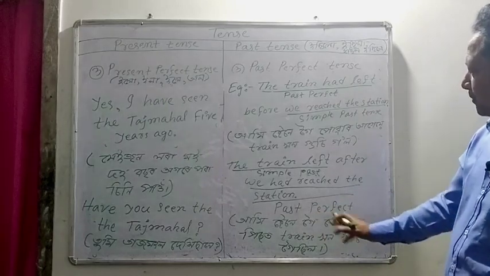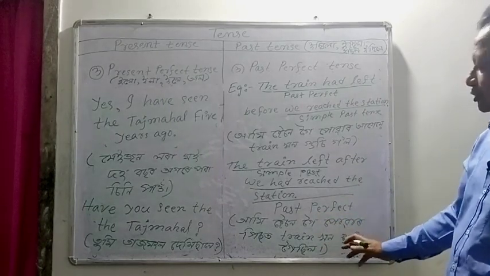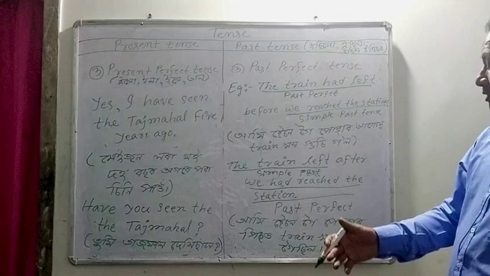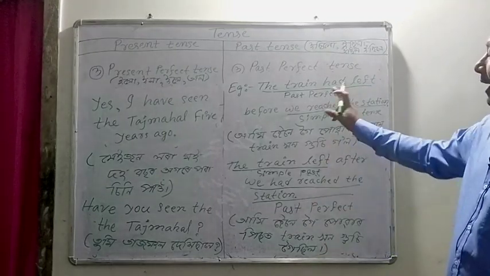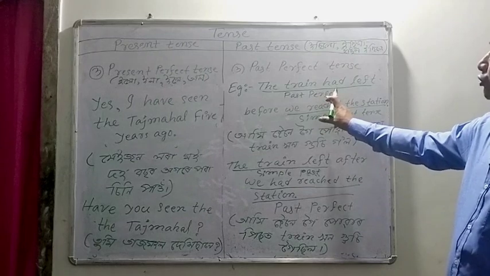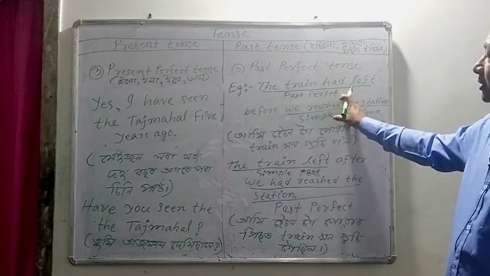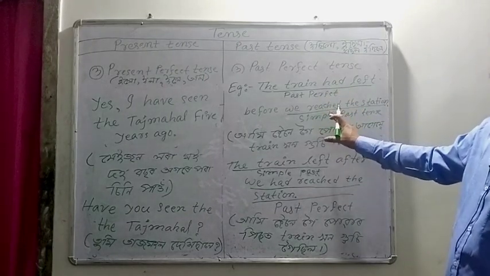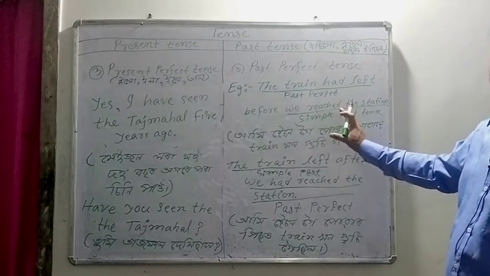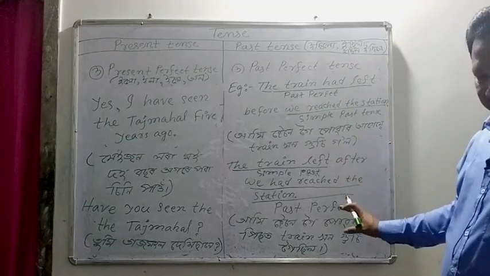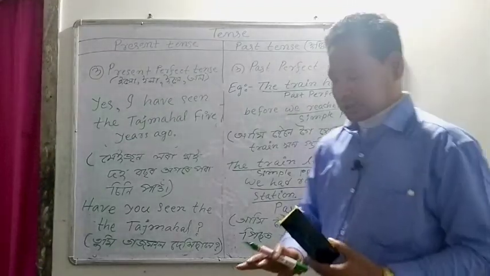আমি ষ্টেচন গৈ পোৱাৰ পিছত ট্ৰেইনখন গুচি গৈছিল. ট্ৰেইনখন গুচি যোৱাতে পিছৰ অতীত. তাতকৈ আগৰ অতীতটো হৈছে কি? আমি ষ্টেচন গৈ পোৱাটো. কিন্তু এই ওপৰটো হৈছে ট্ৰেইনখন গুচি যোৱাটো আগৰ অতীত তাৰপিছত ষ্টেচন গৈ পোৱাটো পিছৰ অতীত. Between the two actions, what is more and less, this is the main thing, and I am going to discuss it.